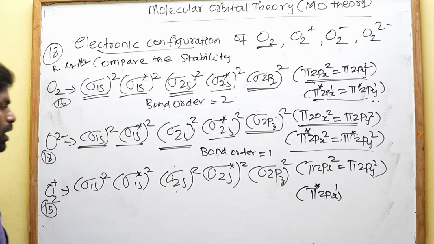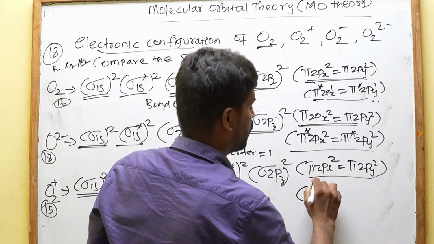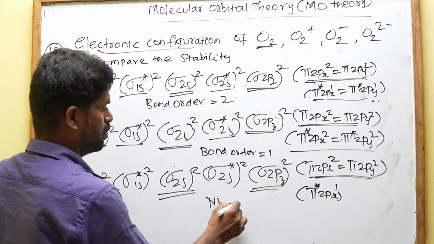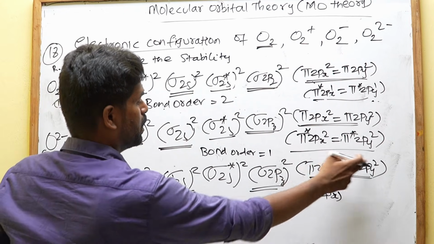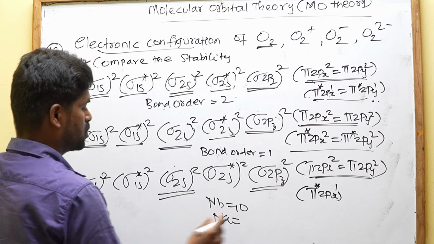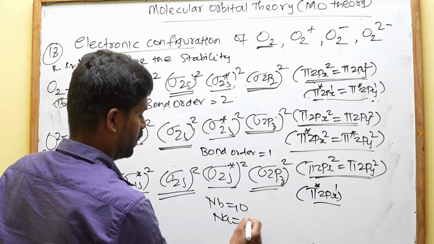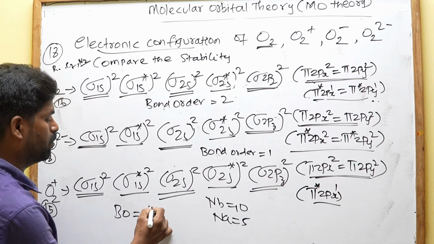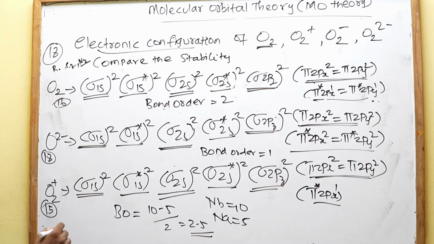That's it. Now underline the bonding molecular orbitals, the bonding level. So NB now equals 10, that is 2, 4, 6, 8, 10. NA equals 2, 4 and 5. So the bond order equals 10 minus 5 by 2, which is 2.5. So the bond order in this case is 2.5.